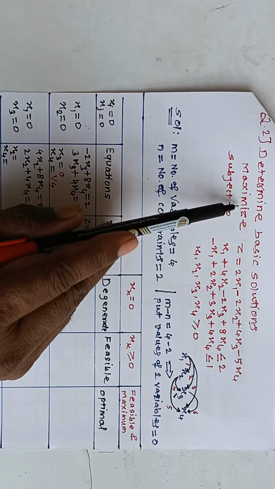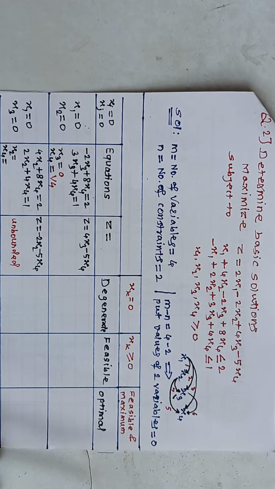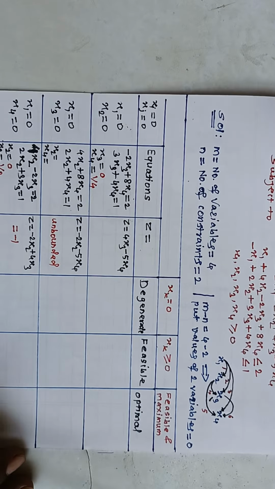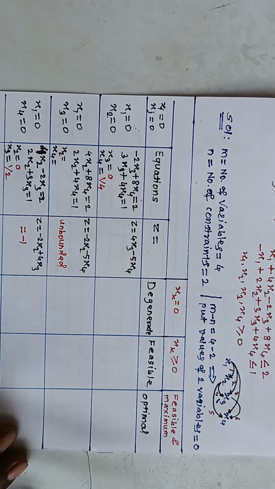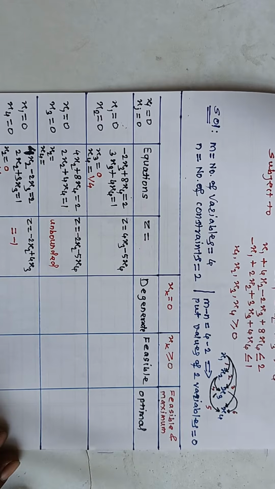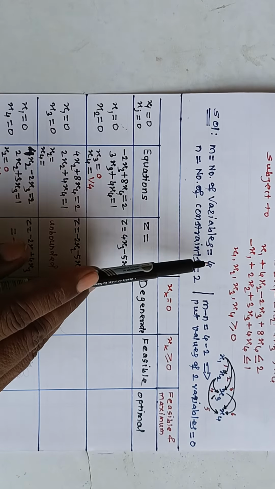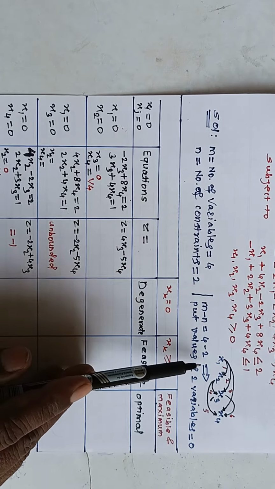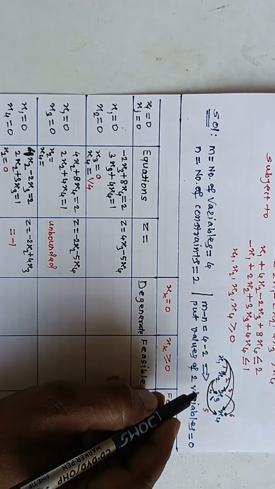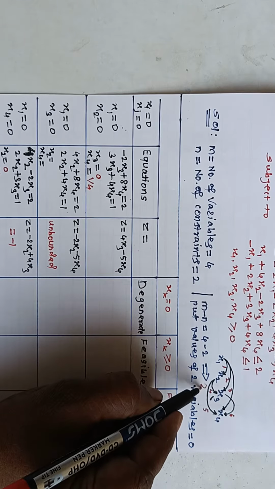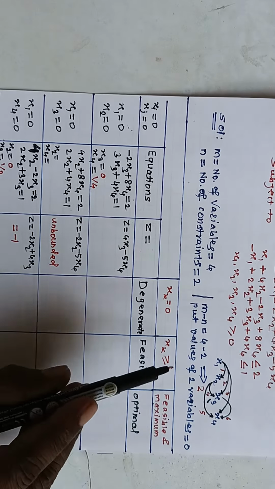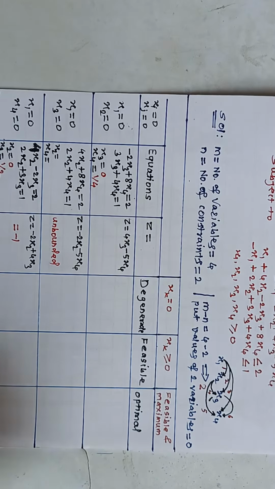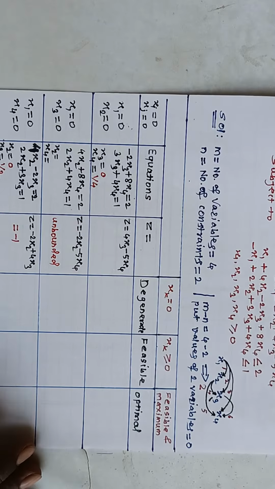This is also a maximization type problem. Objective function is maximized type. Four variables are there: x1, x2, x3, x4, and only two constraints are there. Four variables, two constraints. So n is equal to 4 and m is equal to 2. Difference, 4 minus 2, is equal to 2. Okay. So put values of two variables 0, means give 0 value for two variables.